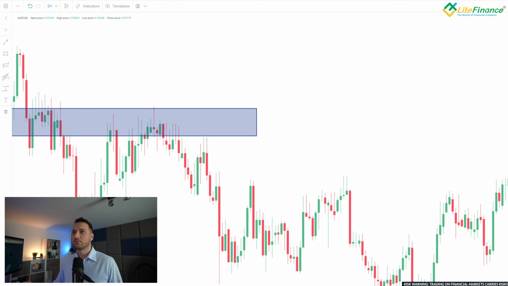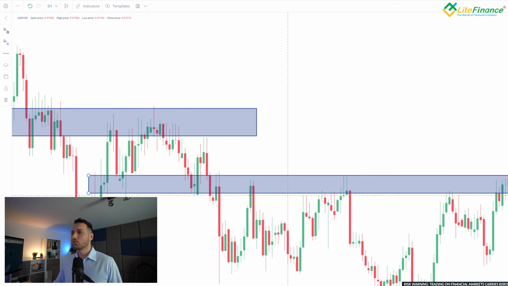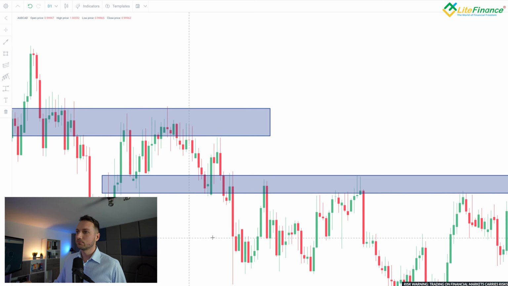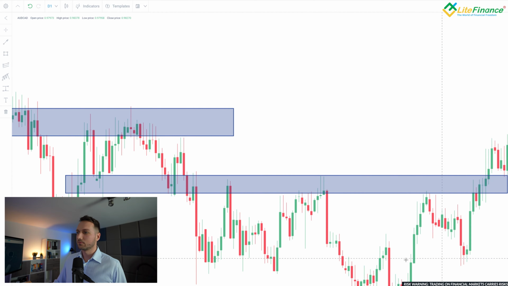Next example. Again, very strong zone. We're coming here, wick, wick. We're coming here, going down, going up, wick to the upside, wick to the upside. Again, it shows the sign of weakness. So basically, these are the moments.